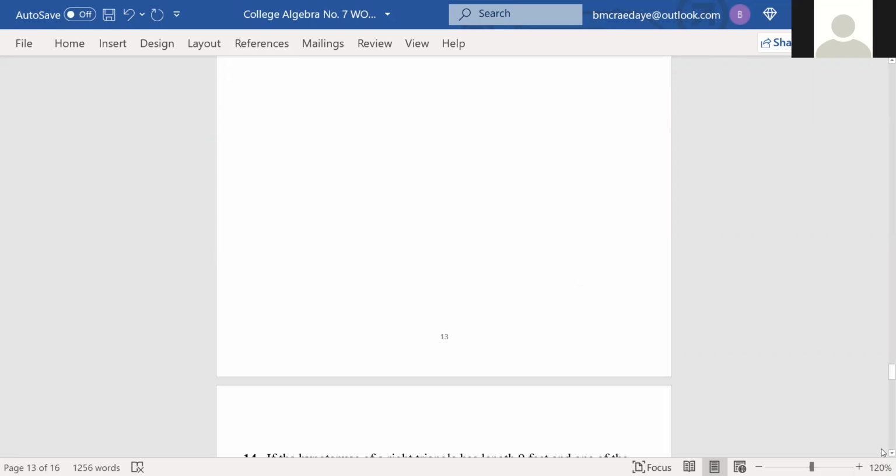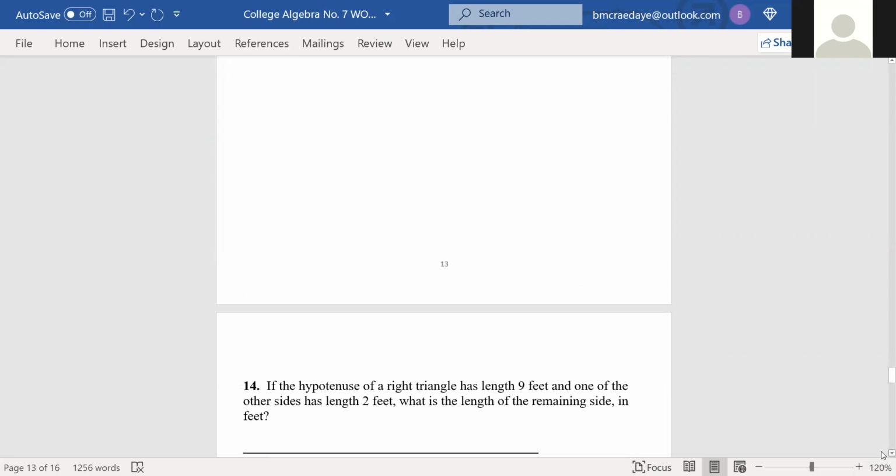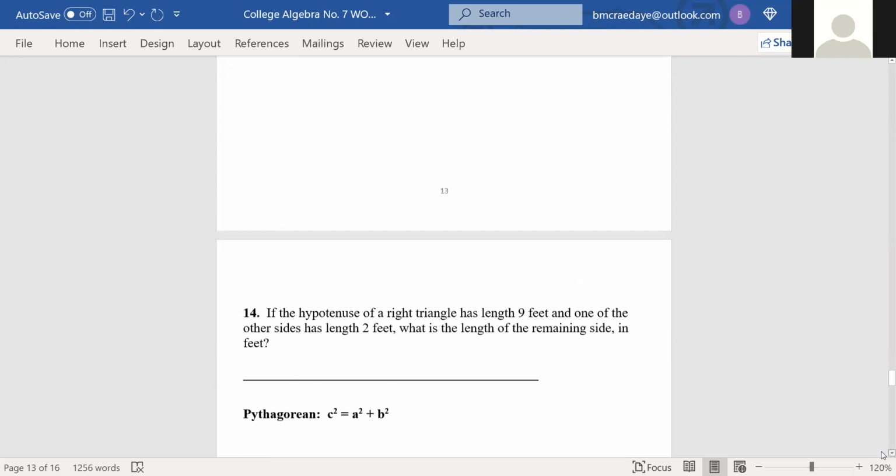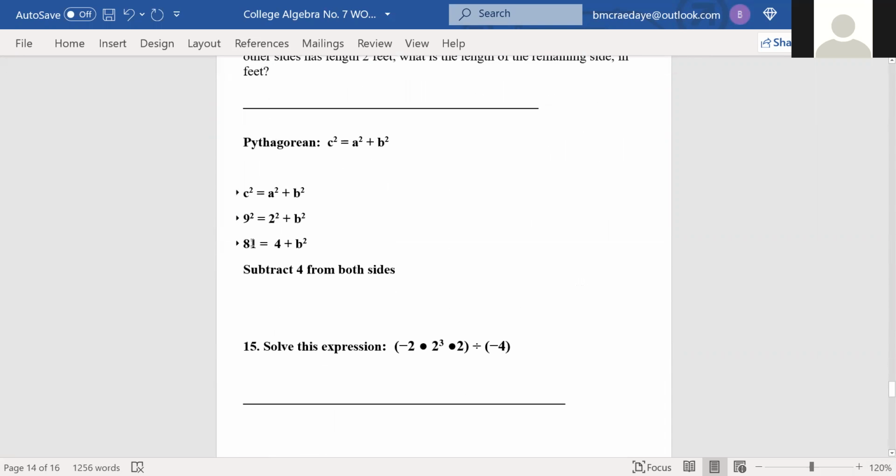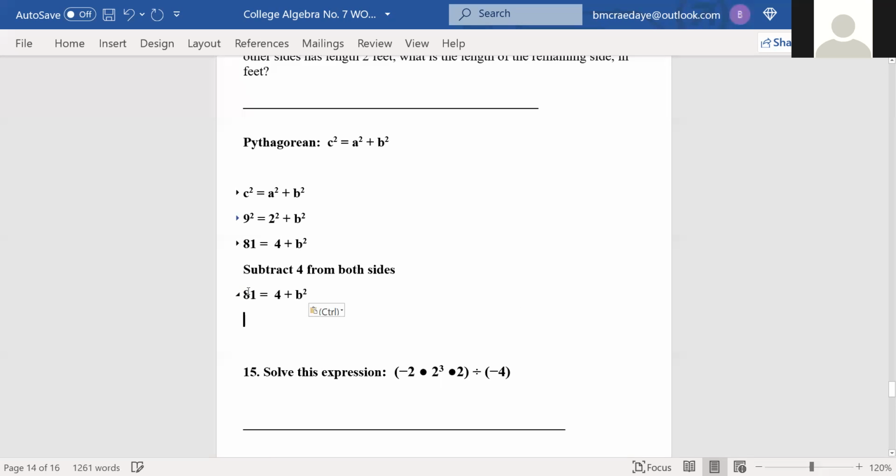So we're subtracting 4 from both sides. Let me just copy this and subtract out 4. So minus 4 on the left and minus 4 on the right.